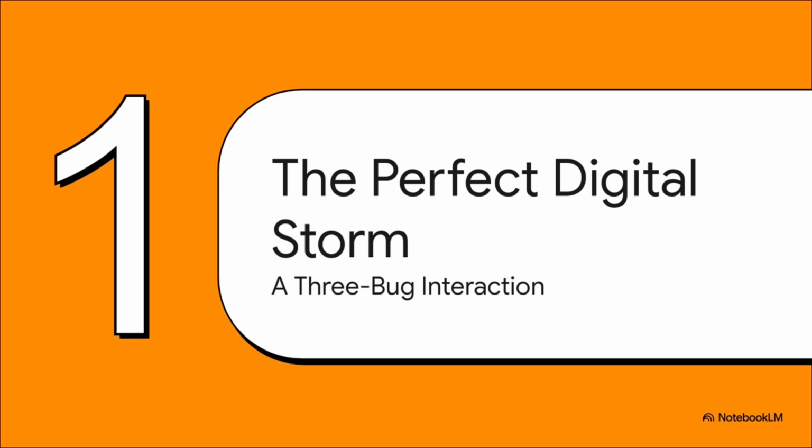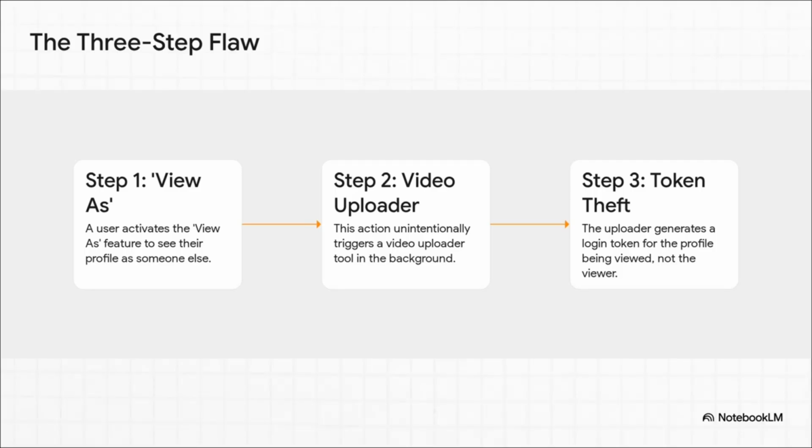We're talking about Facebook here. Well, like I said, it wasn't one single obvious mistake. It was this perfect digital storm, a totally bizarre, completely unforeseen interaction between three different software features that really should have never even known the others existed. Okay, so this is how the whole thing went down, and it's kind of wild.